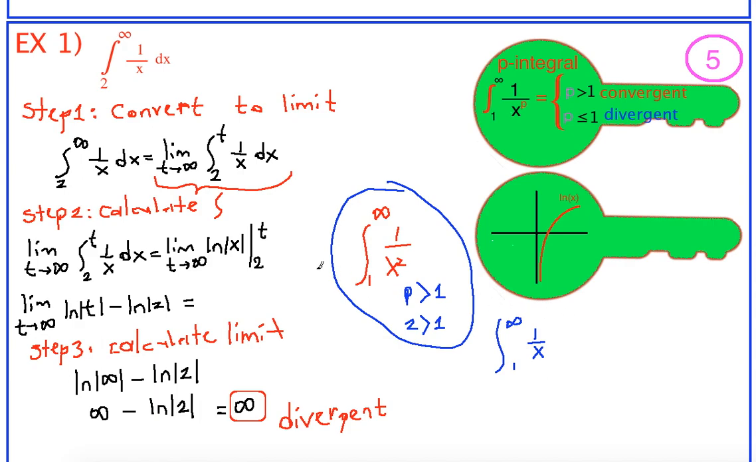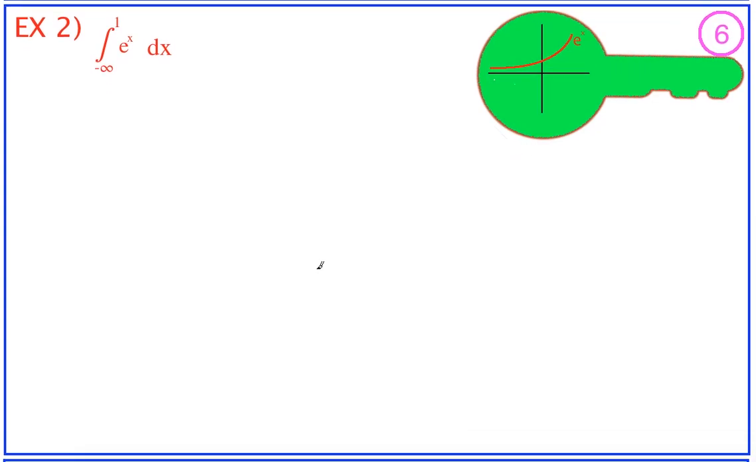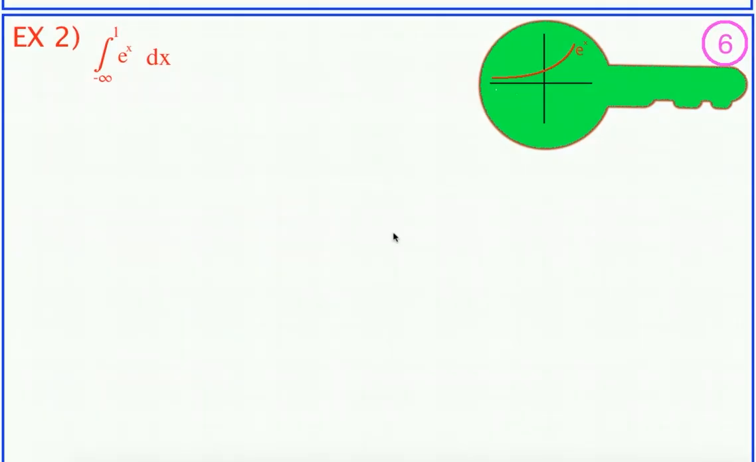Let's go to the second question. In question 2, why is our integral improper? Our integral is improper because our lower boundary is going to negative infinity. So it is a type 1 improper integral. Let's start. What is our first step? Again, our first step is converting the integral to a limit.